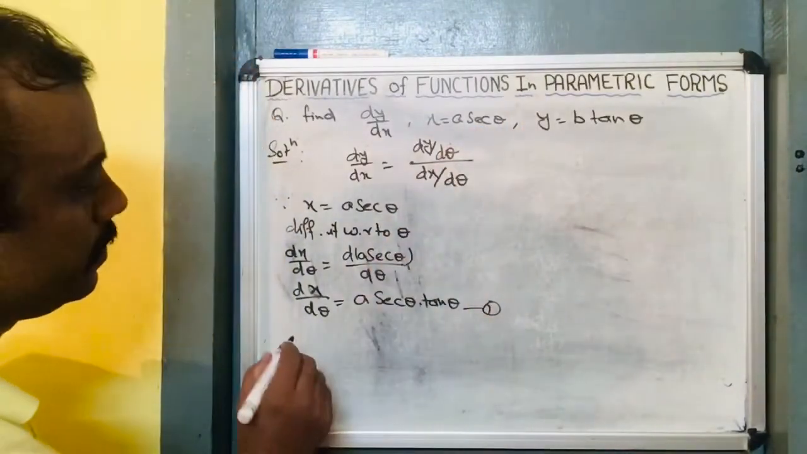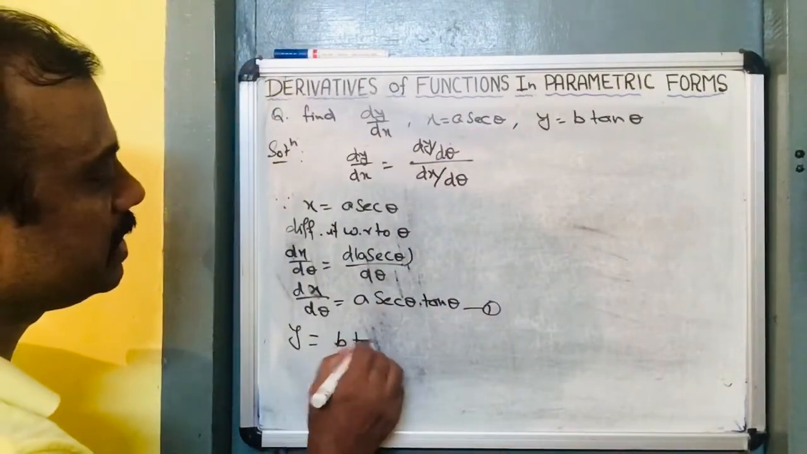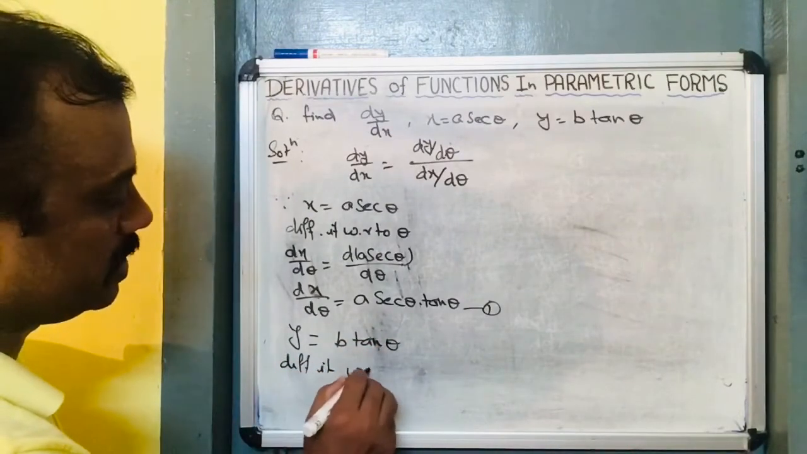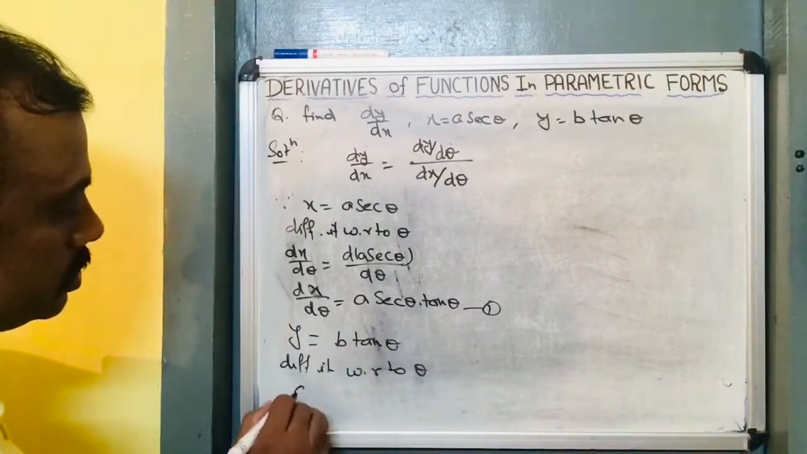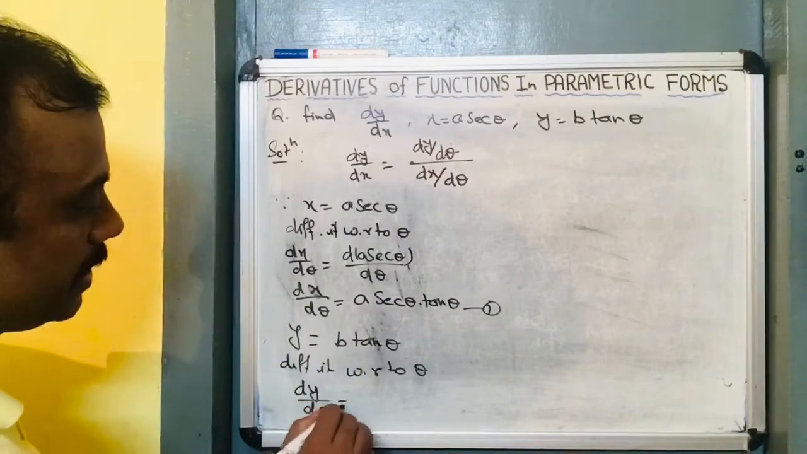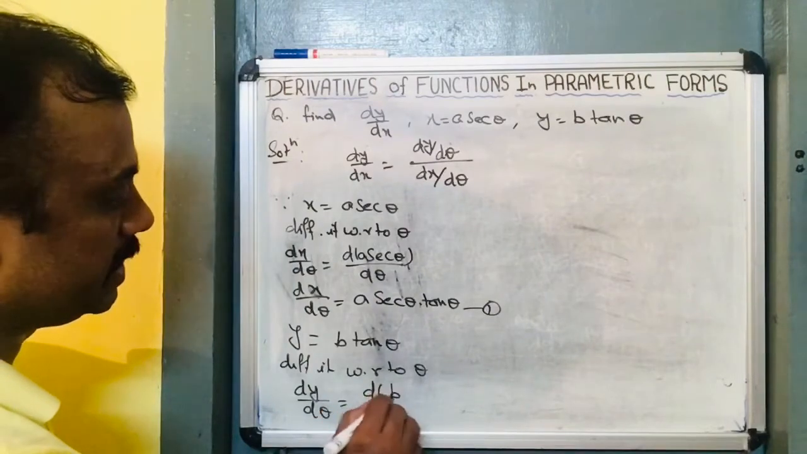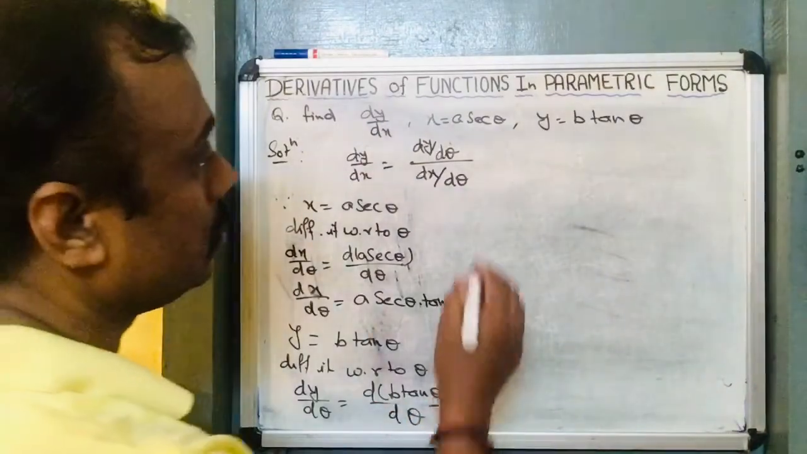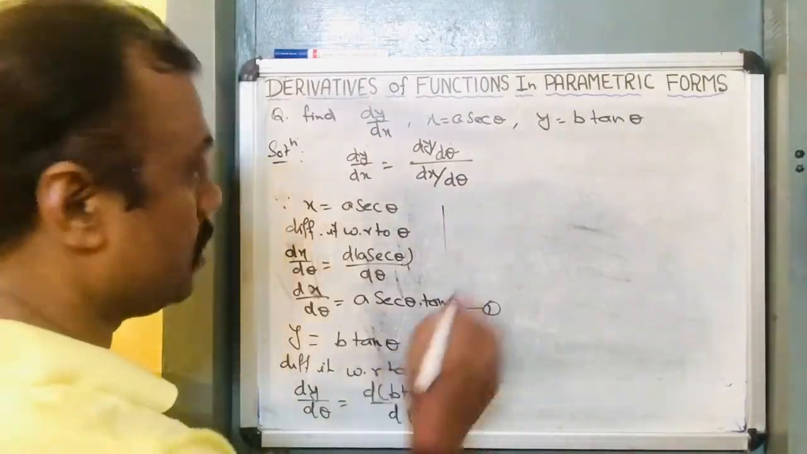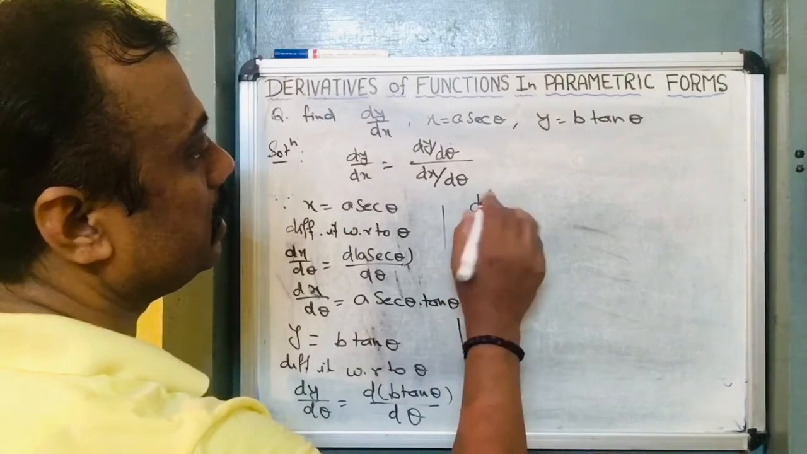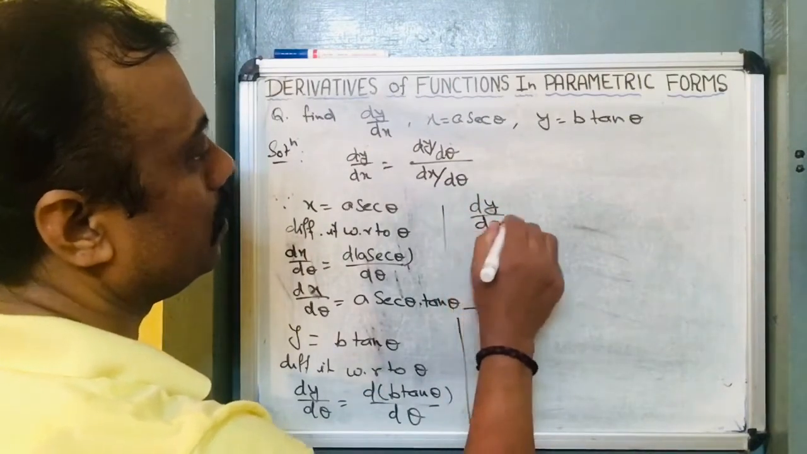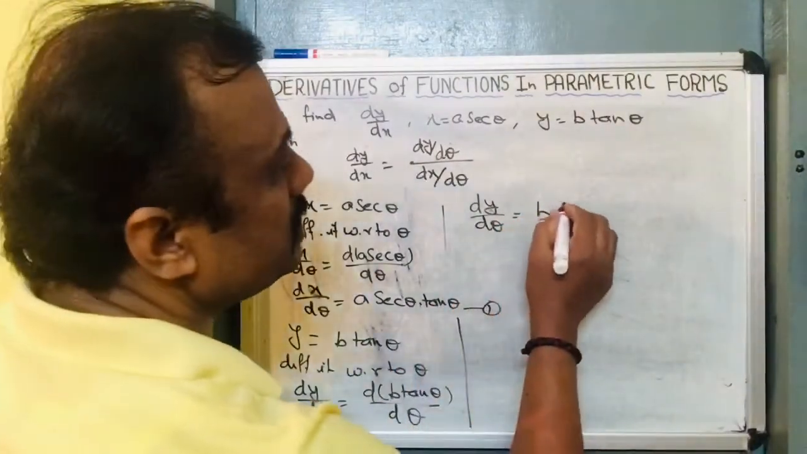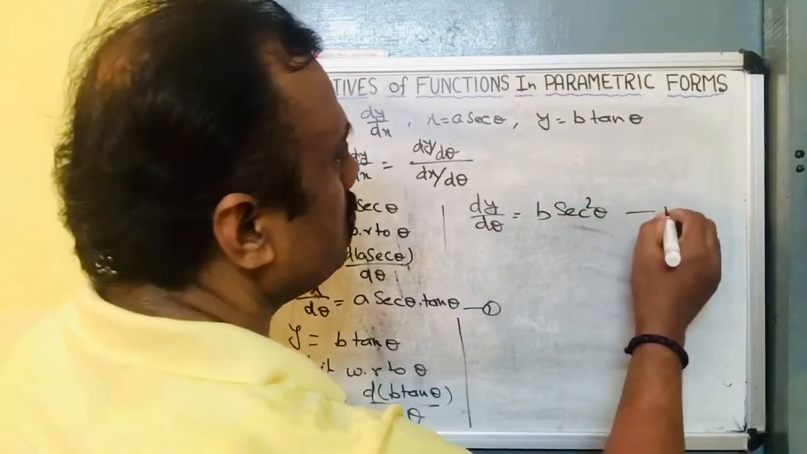Now for the second, y equals b tan theta. So differentiating it with respect to theta, dy/d theta equals b, and the derivative of tan theta is sec square theta. So this is equation 2.